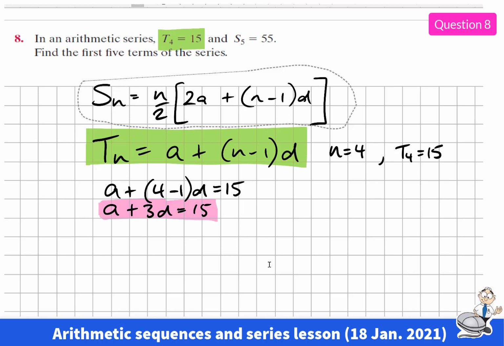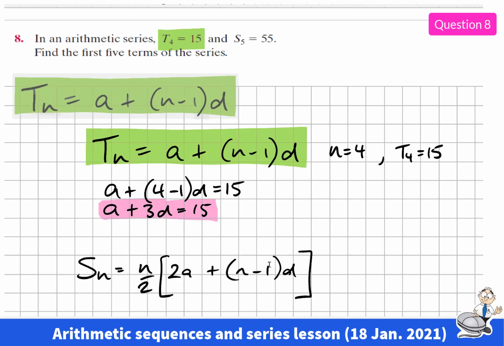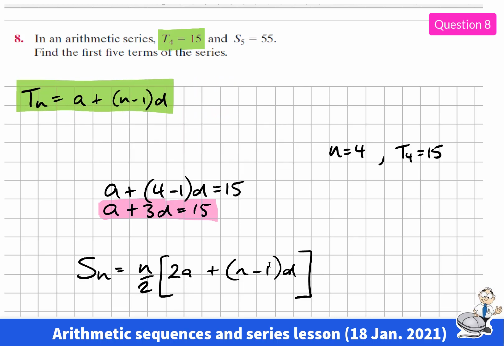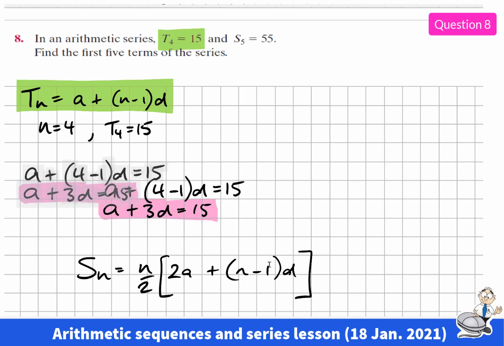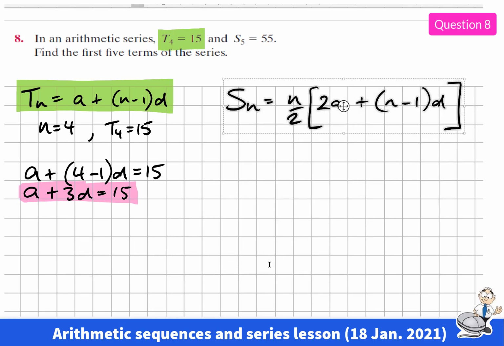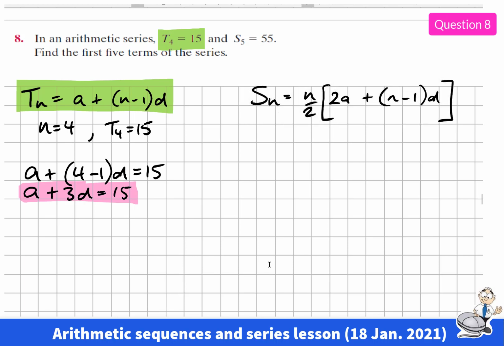What I'm going to do here is get 2 equations and use simultaneous equations to solve this. So using the term n formula and the information that we were given, that term 4 is equal to 15, I'm able to come up with this pink equation. Likewise, using the sum formula, I should be able to come up with an equation in terms of the sum. So I'm going to color this.